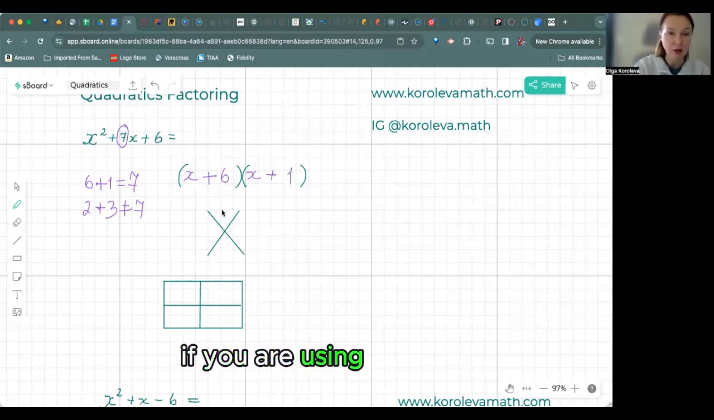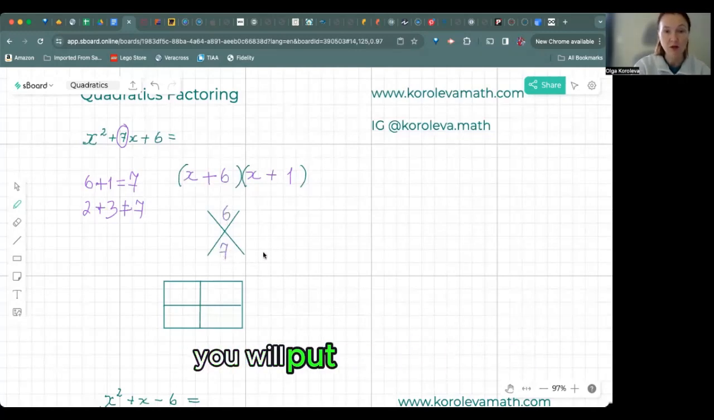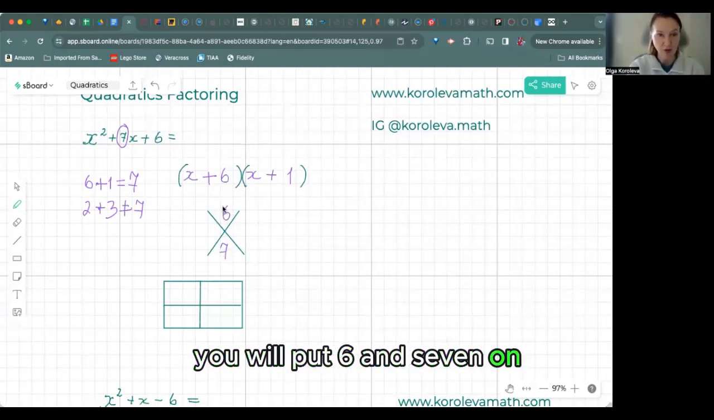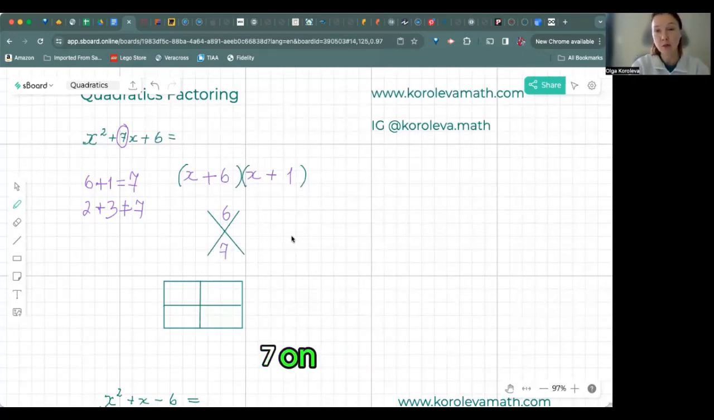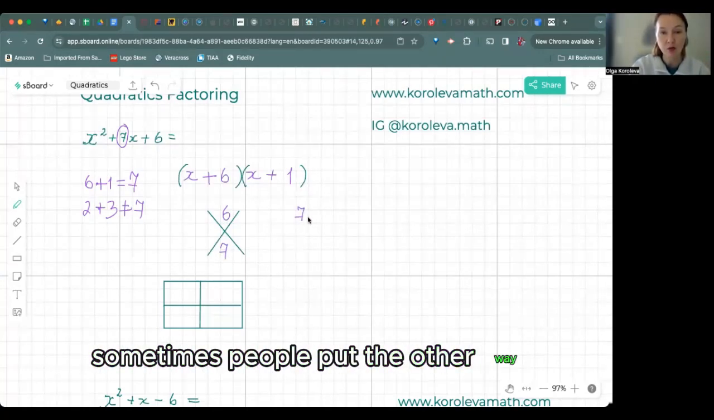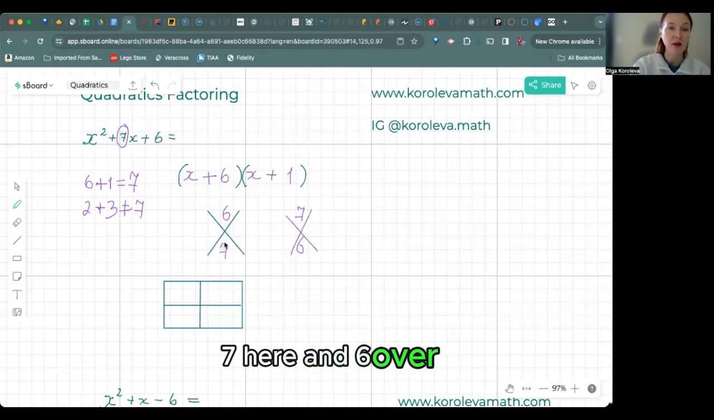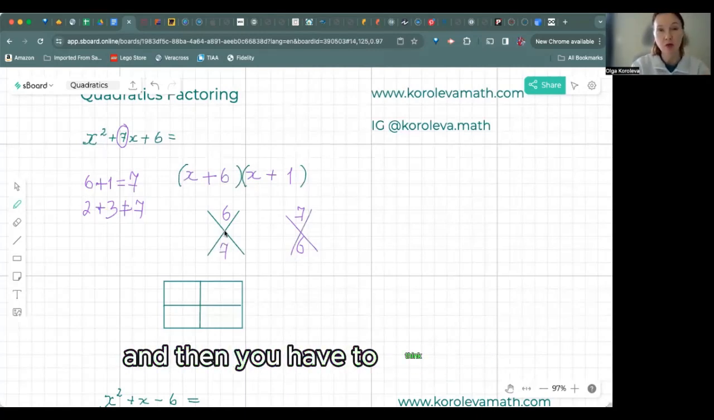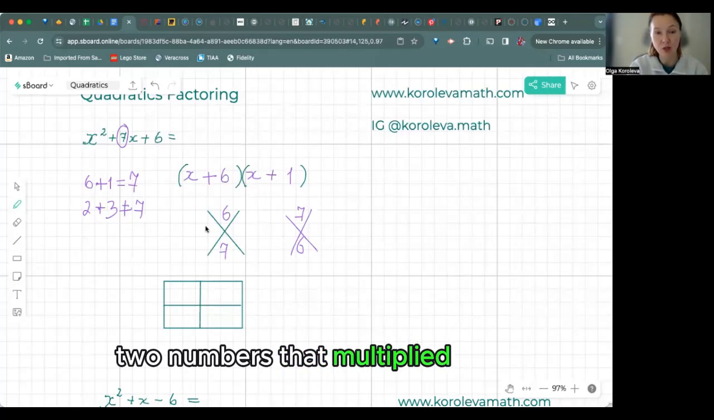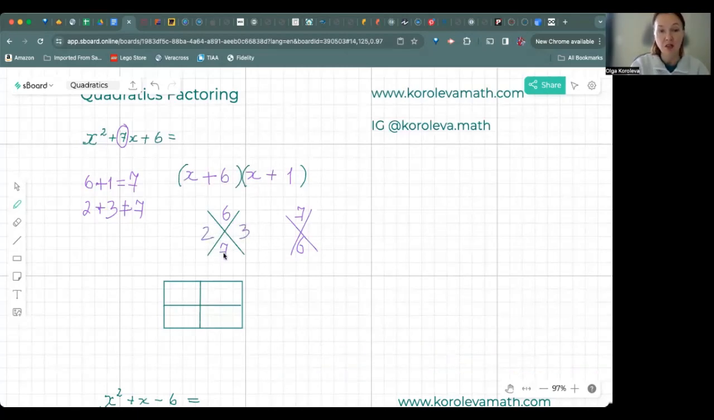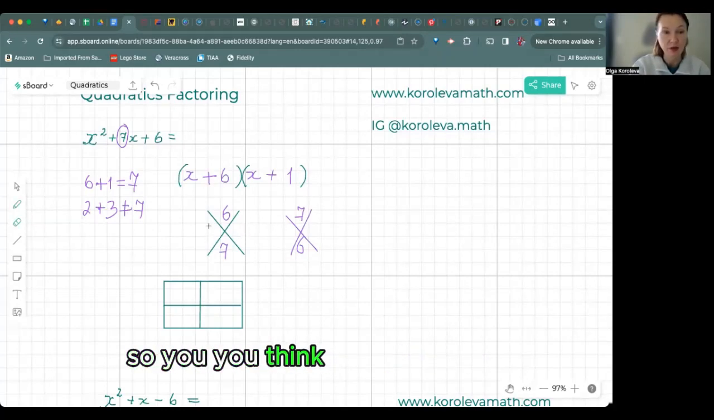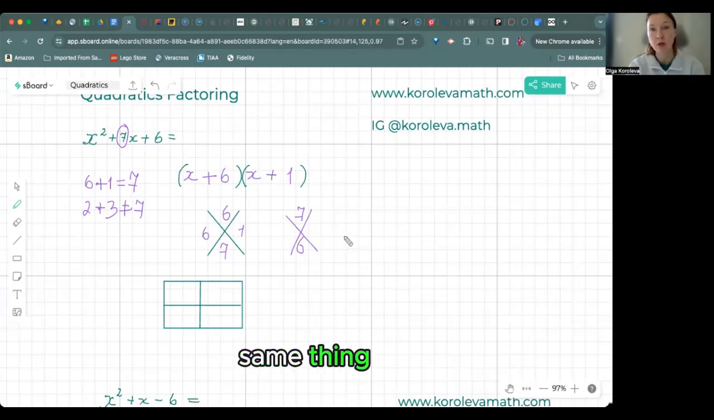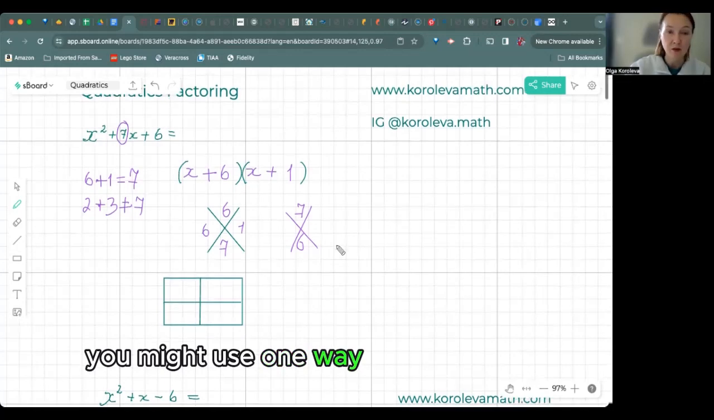If you are using the x method, you will put 6 and 7 on the vertical one, so 6 on top, 7 on the bottom. Sometimes people put it the other way around, 7 here and 6 over here. And then you have to think about, again, two numbers that multiplied give you 6 and added up give you 7. 2 and 3 doesn't work. So you think about something else and you will have 6 and 1. Same thing this way. Depending on the school, depending on the teacher, you might use one way or another.